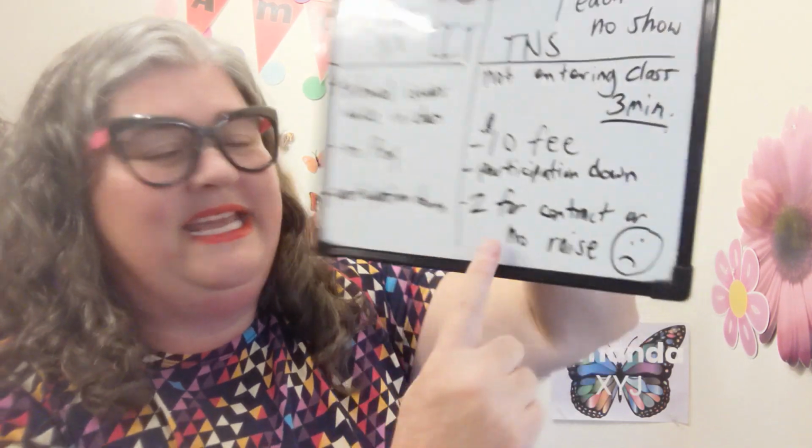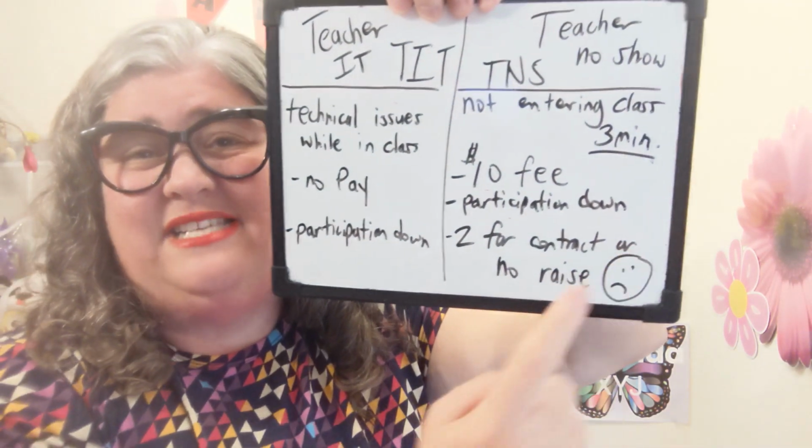And then lastly, I can only have 2 of these for my contract over a year of contract in order to get a raise. I'm one of the veterans, so in the old contract we get raises. I have to meet all the requirements, and one of these is I can't have more than 2 teacher no-shows. I had one in December because I set my alarm for PM instead of AM. Oops! So I've had 2, oops.